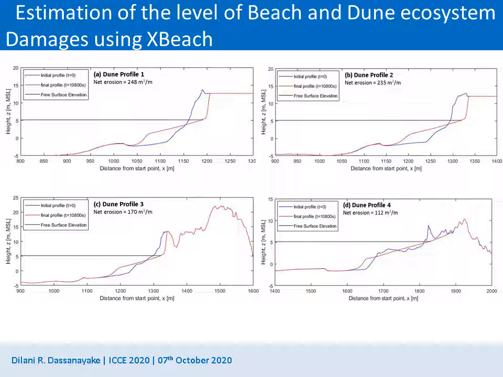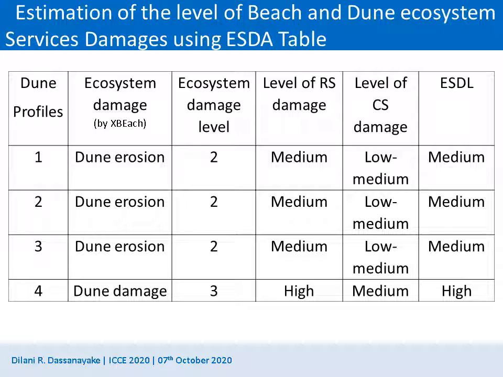Here, the dune profiles 1 to 3 undergo dune erosion only, and the profile 4 experiences dune collapse. So based on the XBeach results and the ecosystem services damage assessment table, dune profiles 1 to 3 undergo ecosystem service damage level of medium, and the profile 4 undergoes a damage level of high. In this exemplary application, I only used XBeach 1D modeling to illustrate the new approach.